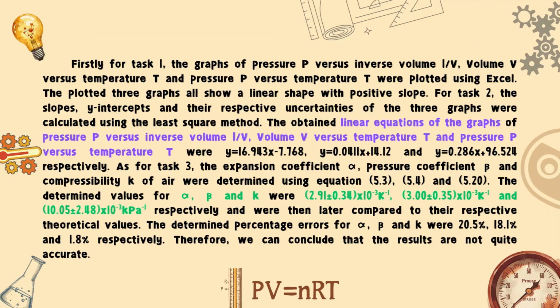Firstly, for task 1, the graphs of pressure versus inverse volume, volume versus temperature, and pressure versus temperature were plotted using Excel, and all three graphs show a linear shape with positive slope, which is consistent with the three empirical laws mentioned. For task 2, the slopes, y-intercepts, and their respective uncertainties of the three graphs were calculated using the least squares method, and the obtained linear equations are listed here. As for task 3, the expansion coefficient, pressure coefficient, and compressibility of air were determined using equations from the manual, and the determined values are listed here, and were then compared to their respective theoretical values.